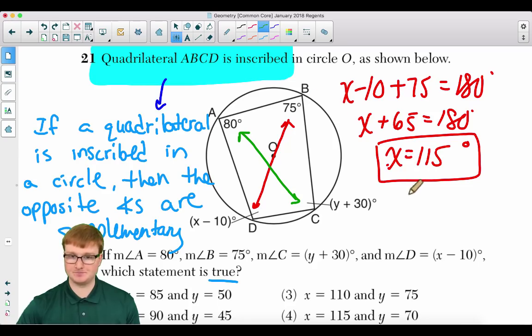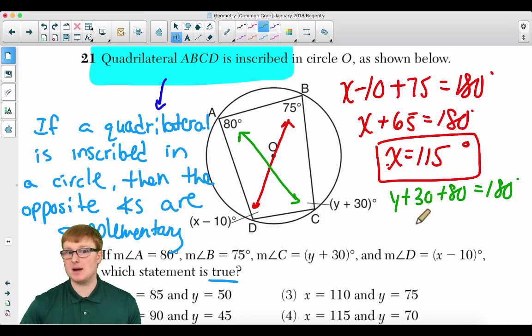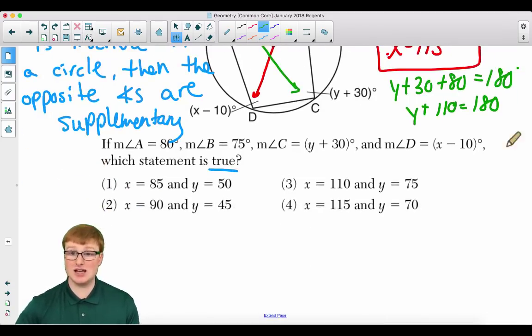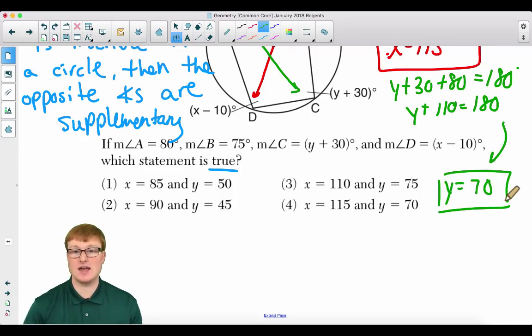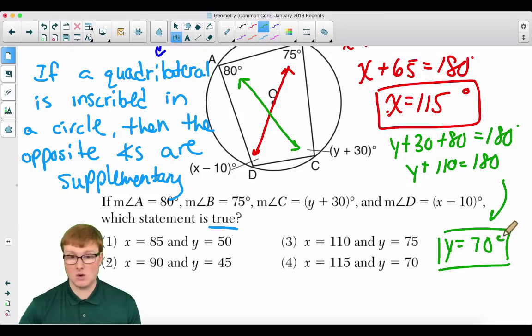Now let's solve for y. We get y plus 30 plus 80 is equal to 180 degrees. Combine like terms, you get y plus, let's see, 110 is equal to 180. Subtract that 110 on both sides, and you get y is equal to 70. Okay, so we just got x is equal to 115, y equals 70.